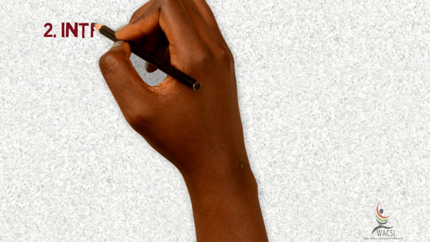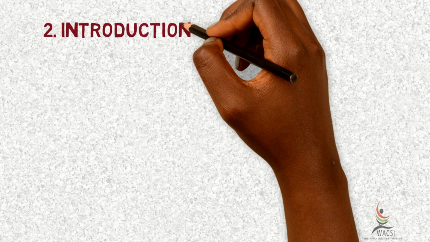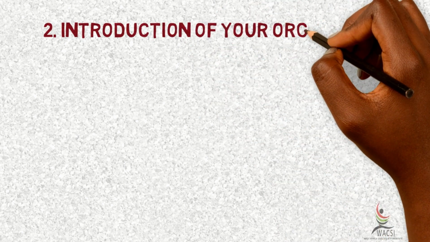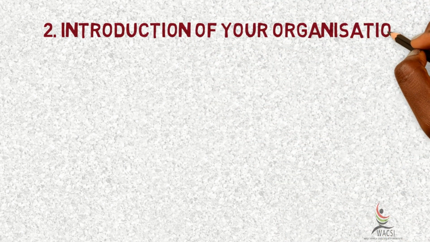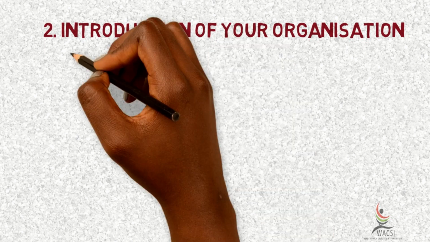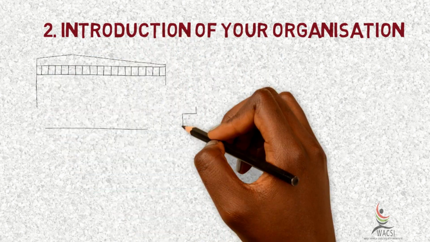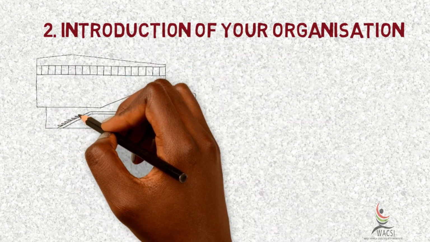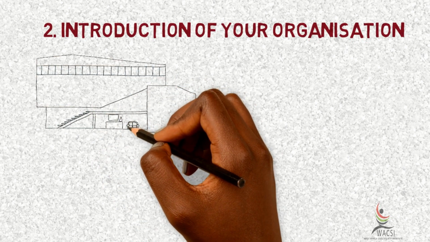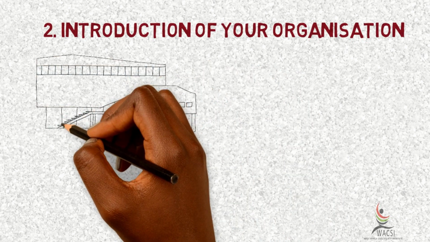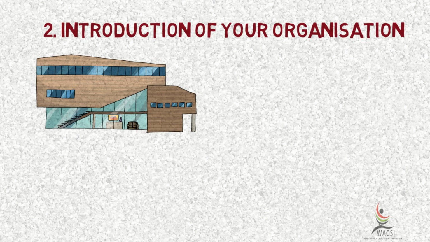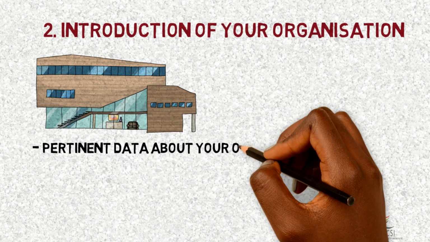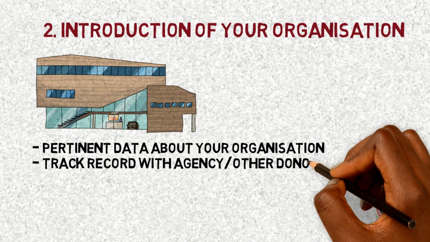Number 2, the introduction of your organization. Now, this element is about the track record of your organization. This is the part where you document the experience of your organization. So you highlight the specific projects that your organization has done. So this is pertinent data about your organization.